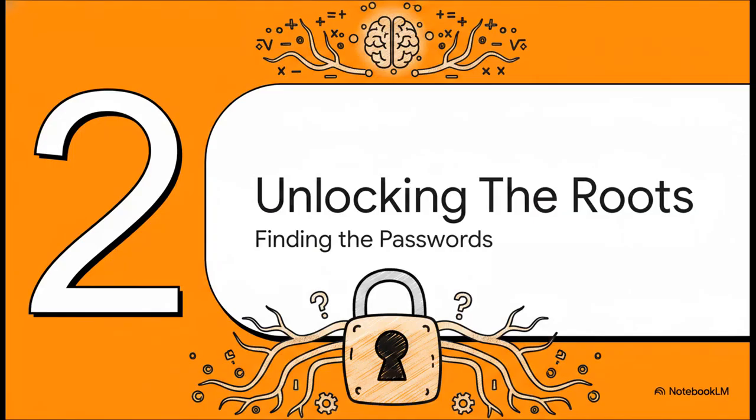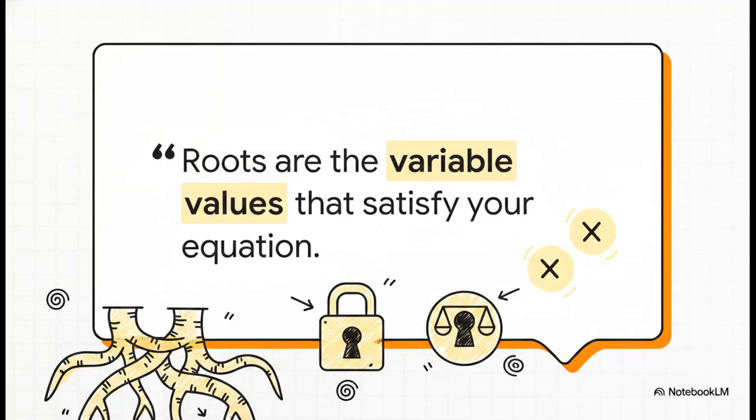Section 2, unlocking the roots, finding the passwords. Okay, now that we know how to spot the equation, what's our actual goal here? The goal is to find the roots. I want you to think of roots as the secret passwords that unlock the equation. They're the specific numerical values for your variable x that you can plug right back into the equation to make it perfectly balanced, meaning the left-hand side is going to exactly equal the right-hand side, which is typically 0.